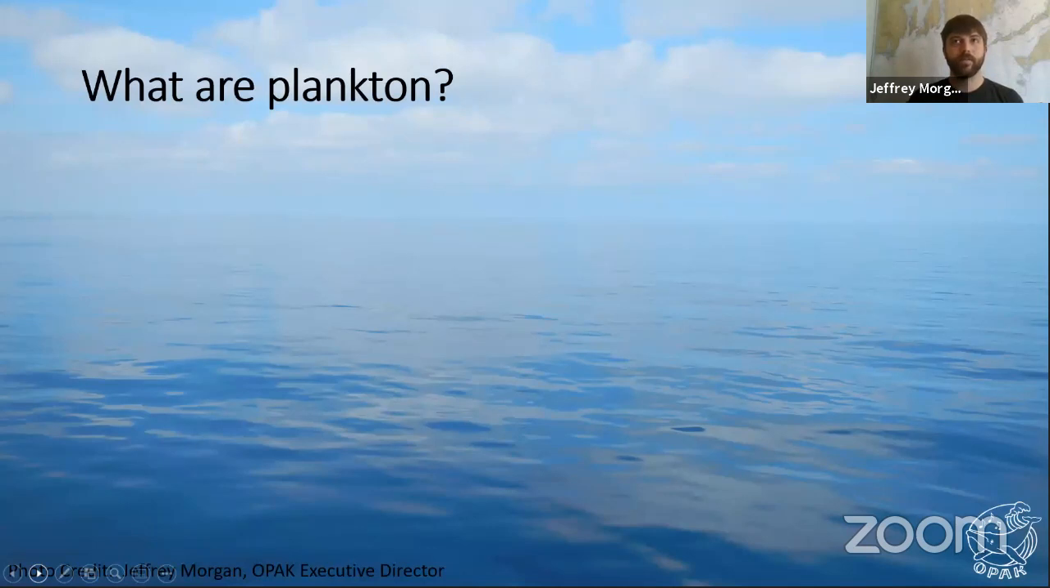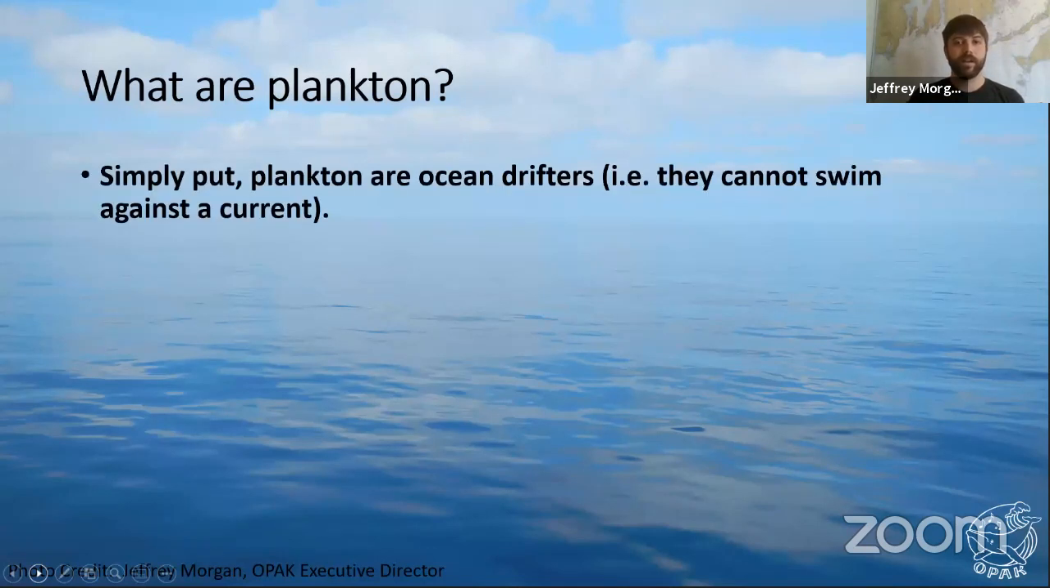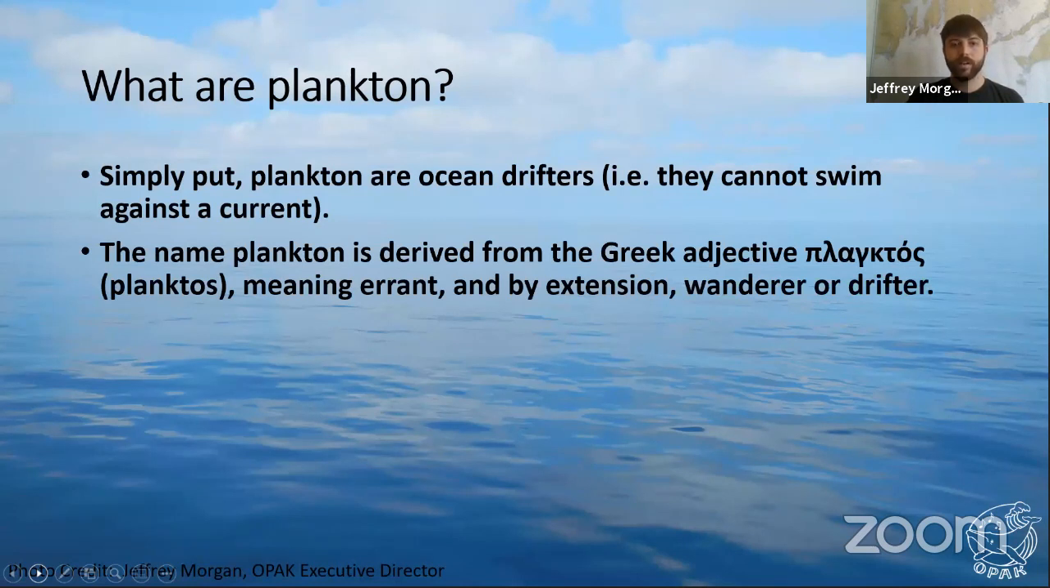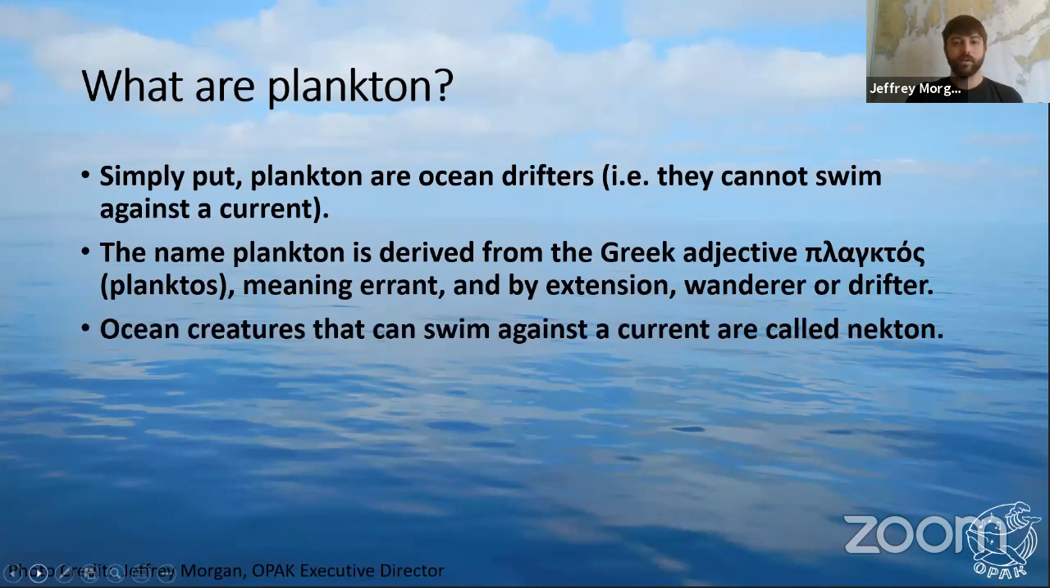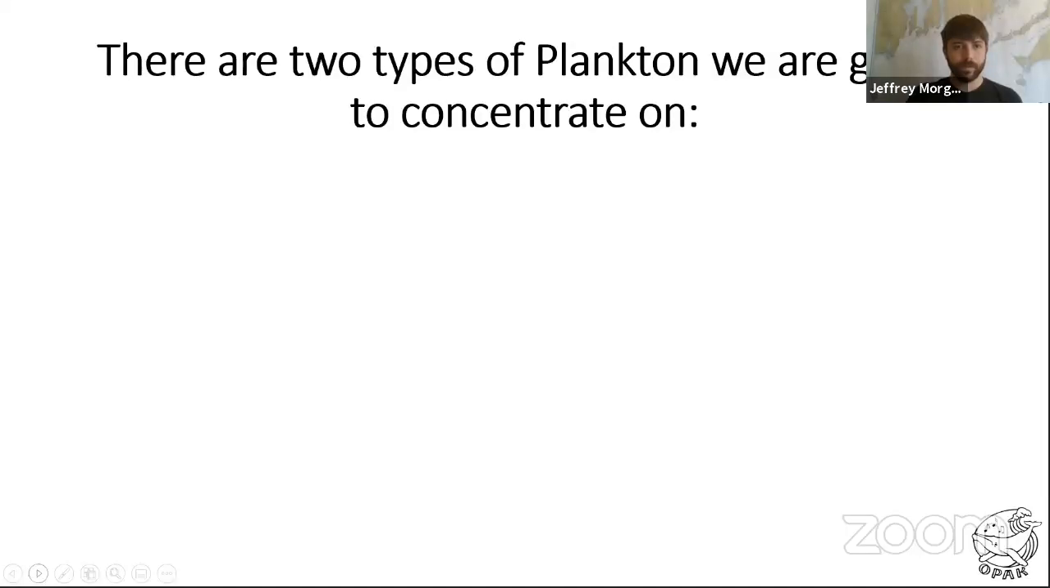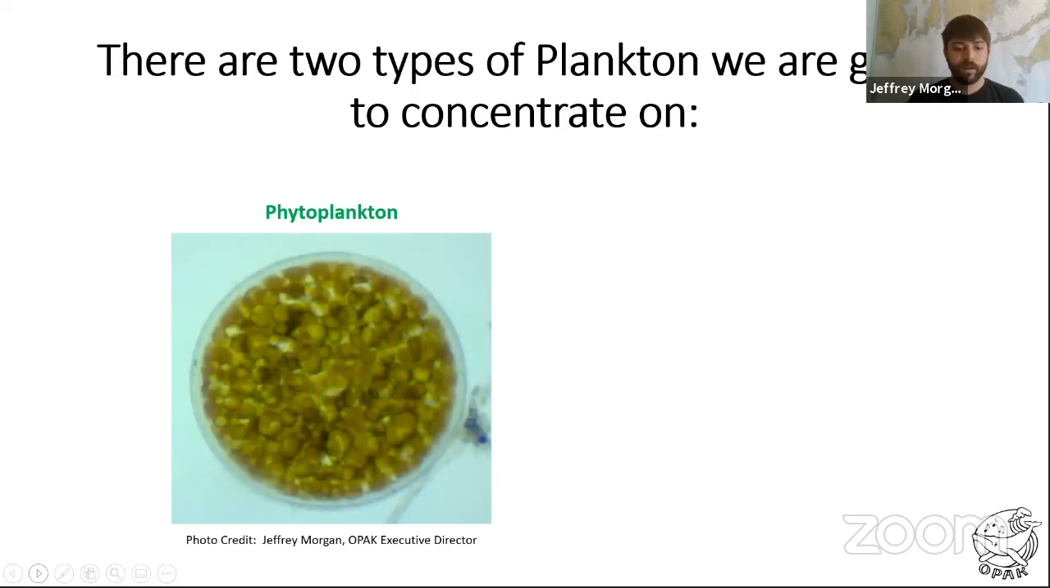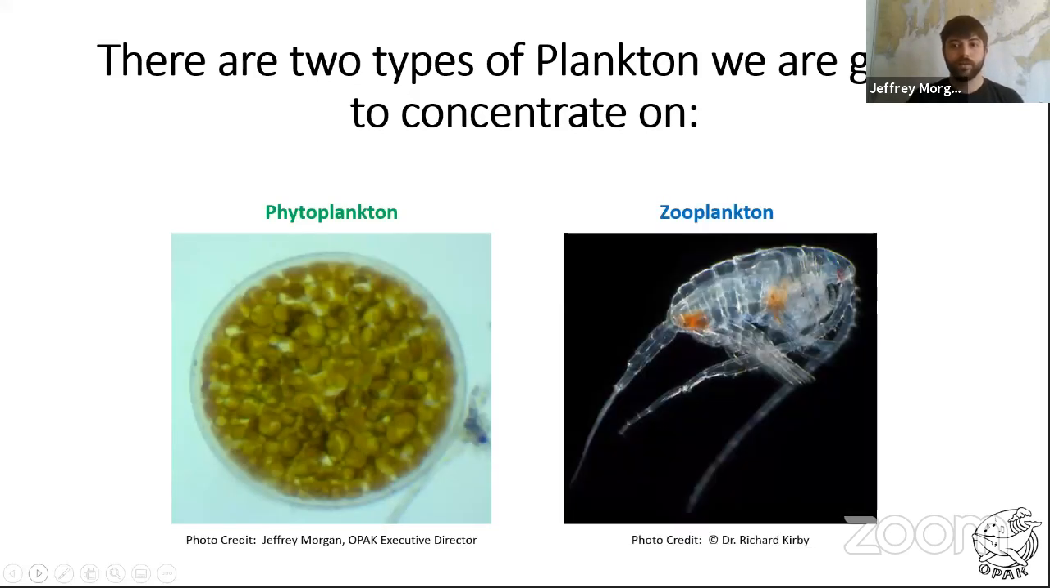Plankton by itself just means anything that cannot swim against a current in the ocean. They are ocean drifters, meaning that they are going with the flow. It's a name that comes from Greek, meaning wanderer or drifter. And ocean creatures that can swim against the current, we call those nekton. So there are two types of plankton that we're going to concentrate on. The first type are phytoplankton. The second type are zooplankton.